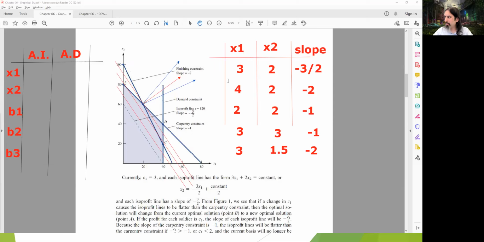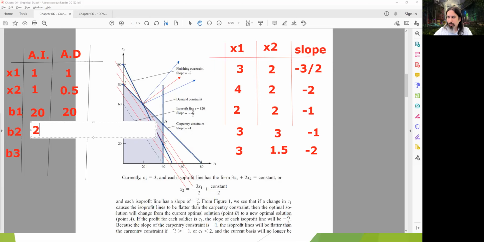You will see later on why we are doing this, but still, x1 and x2 have allowable increase of 1 and allowable decrease for x1, as you can remember. 3 can go up to 4 or down to 2. Allowable increase for x2 is 1, allowable decrease is 0.5. Allowable increase and decrease for these 3 lines were all 20, except for the allowable increase of the third constraint, which was infinity.